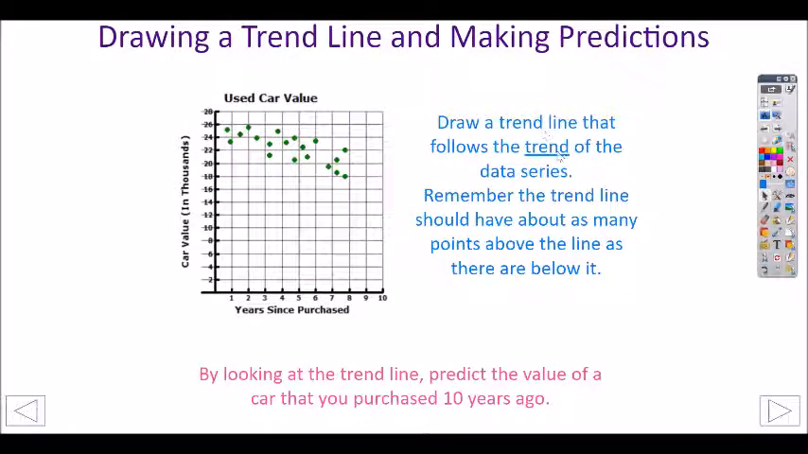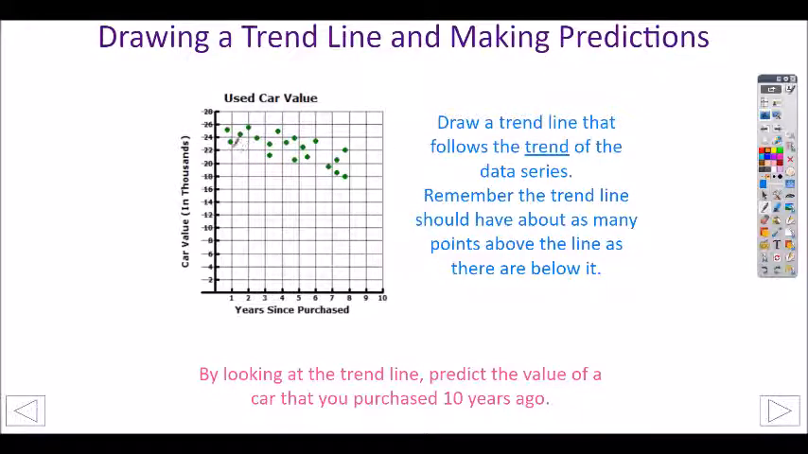Now we're going to draw a trend line that follows the trend of this data series. And remember, again, that the line must have as many dots on the top as on the bottom. So to draw an effective trend line, there are a couple of different strategies that you can use. A lot of times I recommend using a straight edge or a ruler, so that way you can see that the dots are separated evenly.